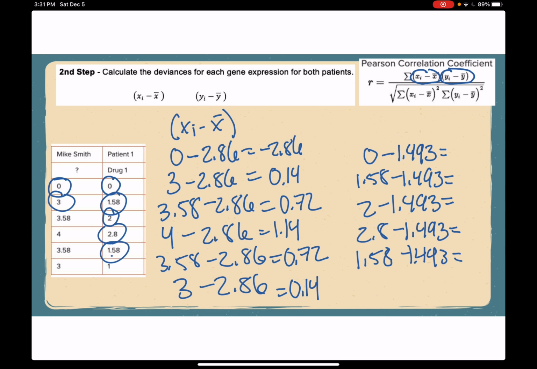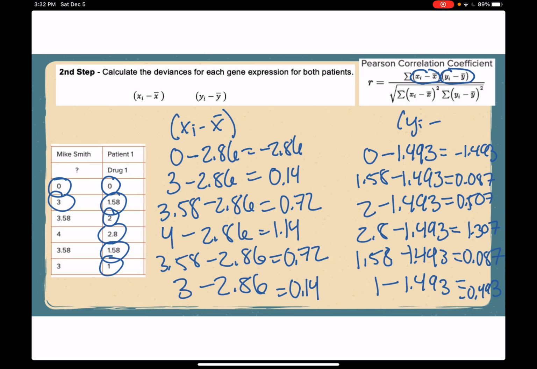All right, so if you do the math for that, negative 1.493, 0.087, 0.507, 1.307, 0.087, and negative 0.493. So again, these are what your yi minus the mean of y is representing. Okay, so that's step 2. You've got this whole set of values now for each Mike and patient 1.